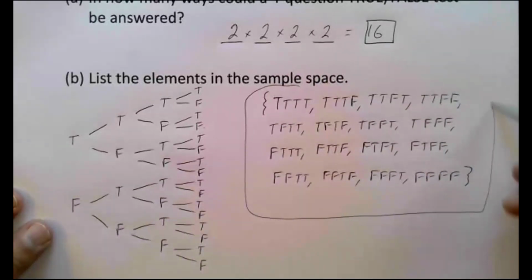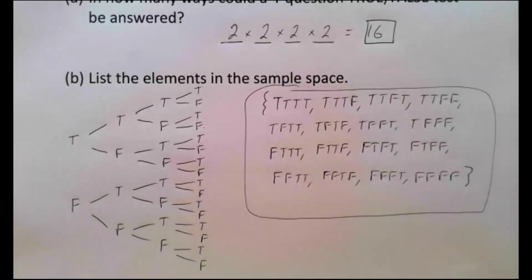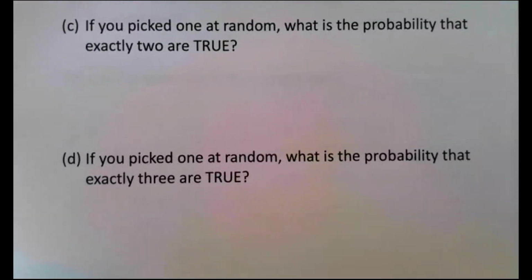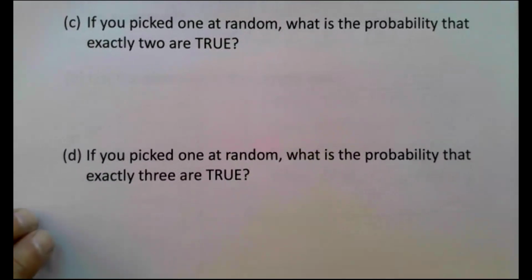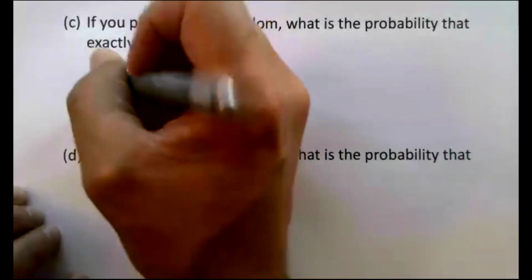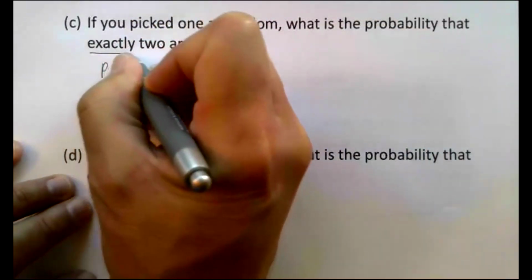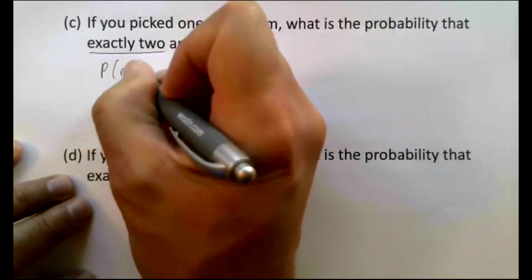This is called the sample space. The tree diagram is not your answer. The tree diagram just helps you get your answer. Now I actually have a couple follow-up questions for this one. So I have a part C over here. And part C says, if you picked one of those at random, what is the probability that exactly 2 are true?